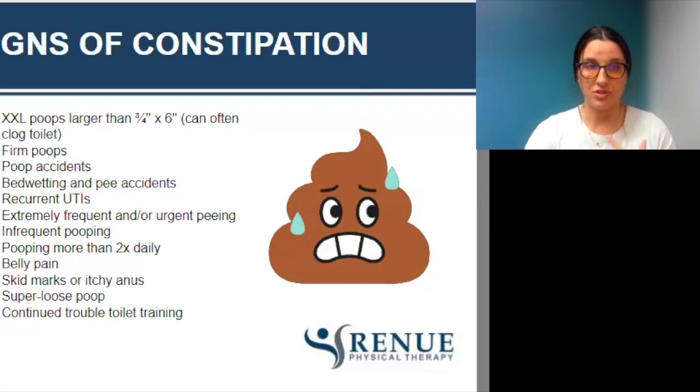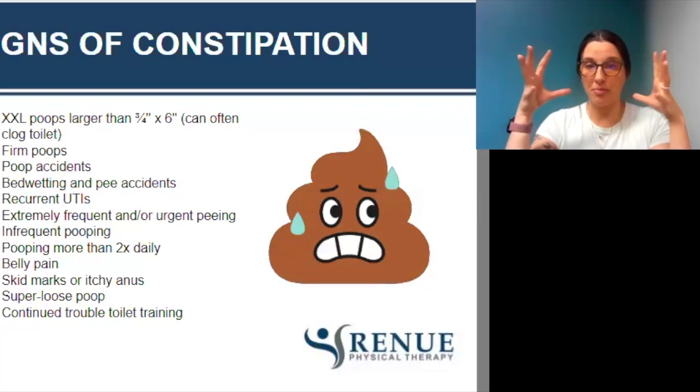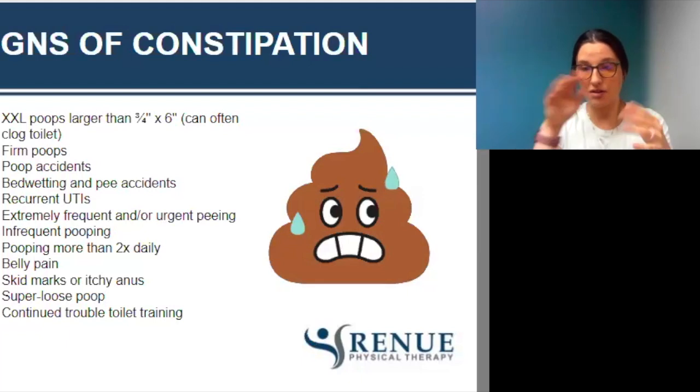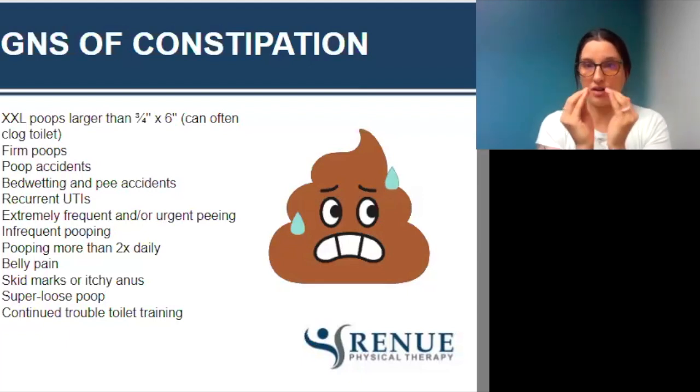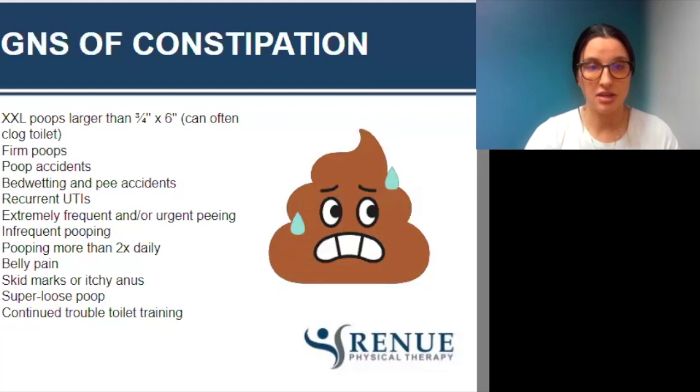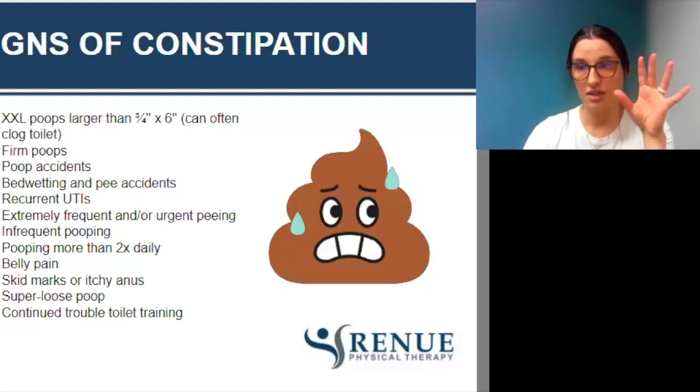Firm poop, so if the poop is really hard, we'll go over in the next slide the best consistency of what poop should be. Poop accidents, because when the rectum is overstretched with all that poop piling up in there, it can just fall out, because the rectum doesn't know how to keep that in there and closed. Bedwetting and pee accidents, recurrent UTIs, because bacteria from overflowing poop can crawl into the bladder because everything is so closely related. It is more common in girls, though, due to a shorter urethra.